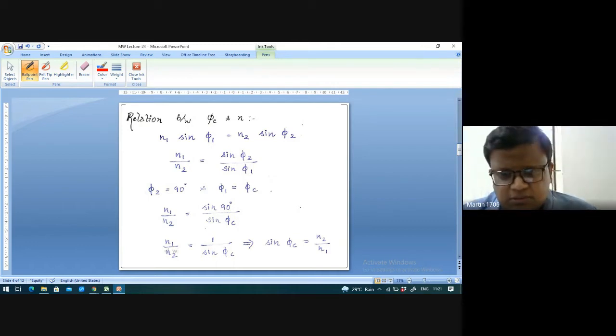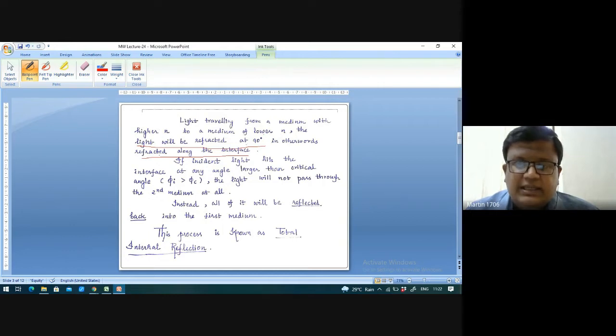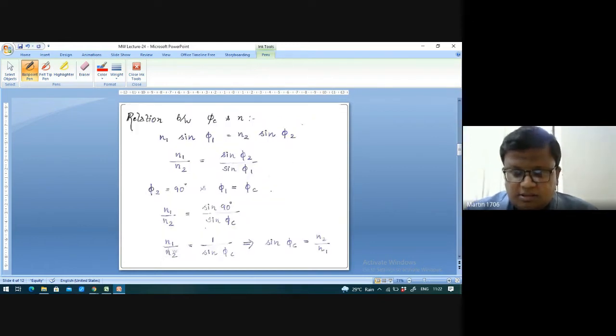Please see this condition. As per this condition, I am underlining that the light will be refracted at 90 degree, in other words, refracted along the interface. The statement is given like this: the light traveling from a medium with a higher index to a medium of lower index, then the light will be reflected at 90 degree. That is this condition, so only in this condition we are putting 90 degree.